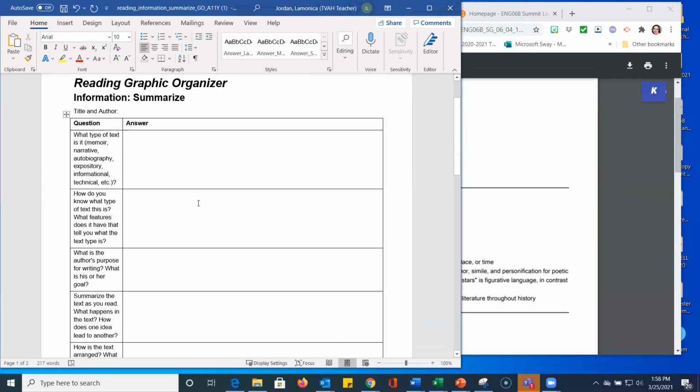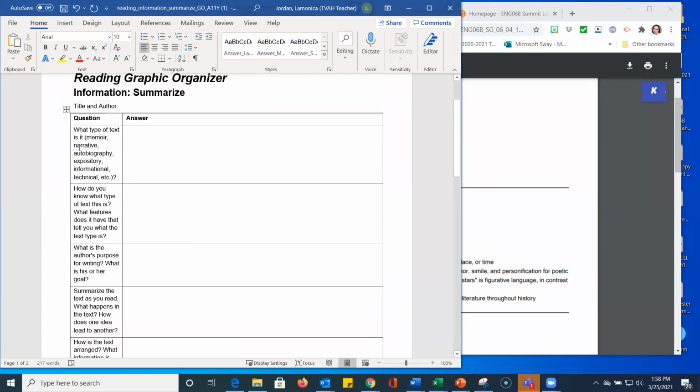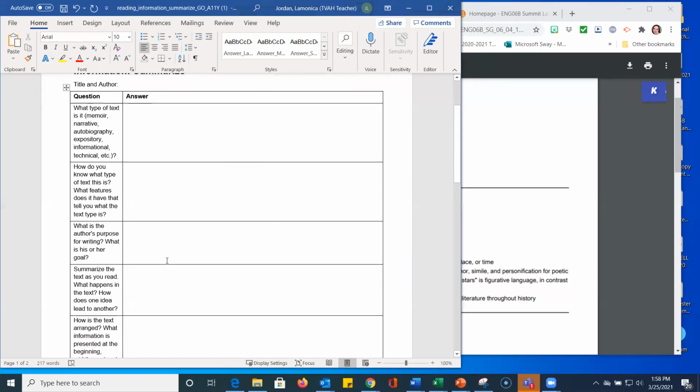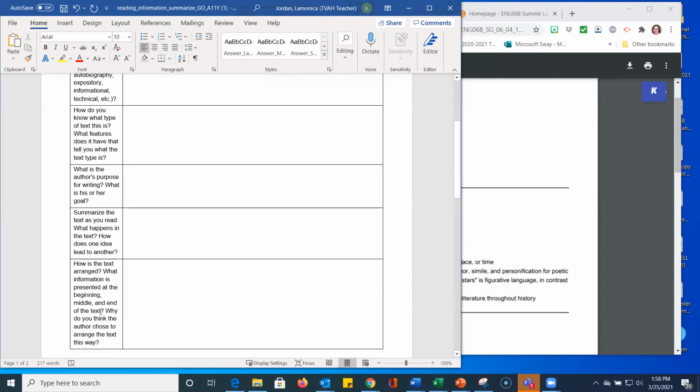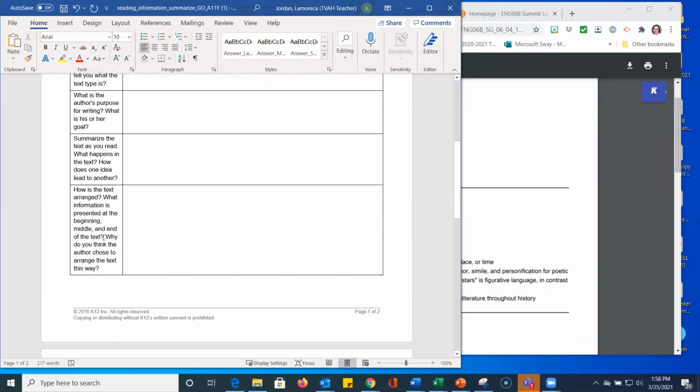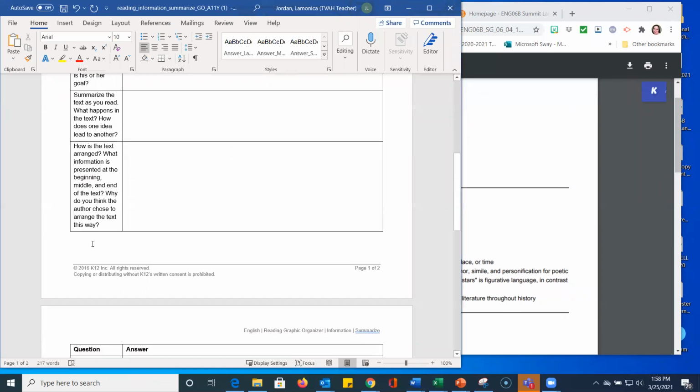When we are reading our poem, some of the things we're going to be looking at are what type of text. Well, in this case, it's probably going to be a poem, a haiku. How do you know that it's that type of text? Well, as we learn about what a haiku consists of, we can put that here. What is the author's purpose for writing the poem? What is their meaning? Summarize the poem. How is the text arranged? Chronological, and it probably won't be.